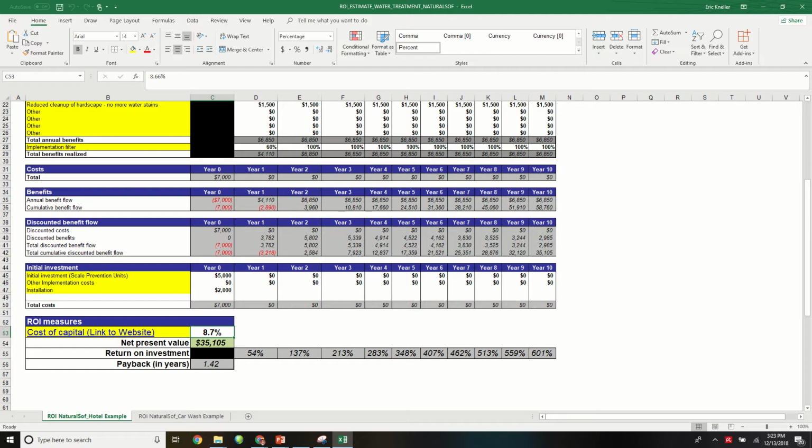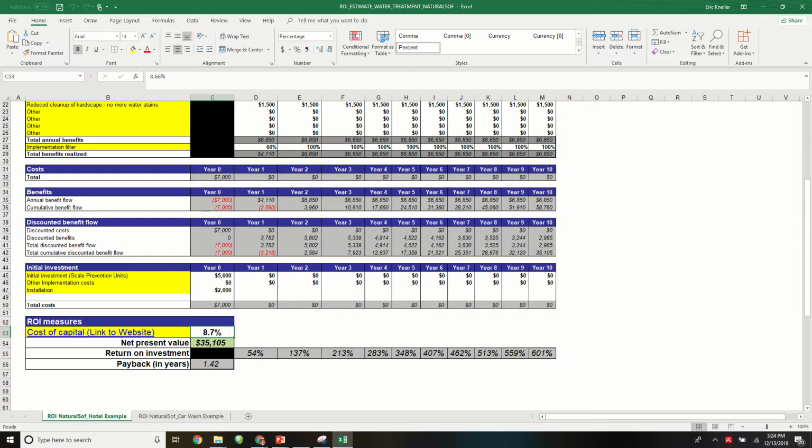And then there's also a link down here for, depending on your institution, what type of cost of capital, the money you borrow at, essentially is a rate. If you know that rate, plug it in. If not, visit the website and plug in the percentage. And the sheet does the rest of the work for you.